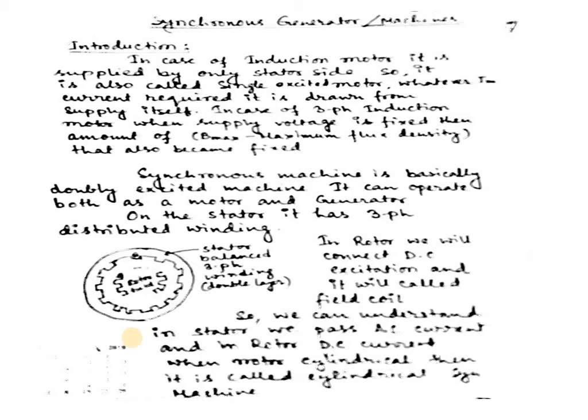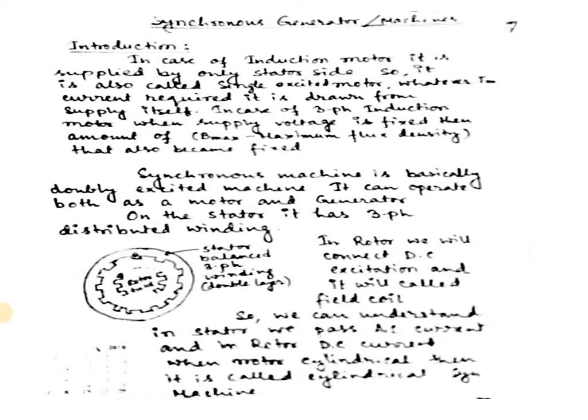In synchronous machine, it is basically a doubly excited machine. It can operate both as a motor and generator. On the stator, it has three-phase distributed winding, and in the rotor we connect the DC excitation, which is called the field coil. So we can understand, in the stator we pass AC current and in the rotor DC current. When the rotor is cylindrical, it is called a cylindrical synchronous machine.